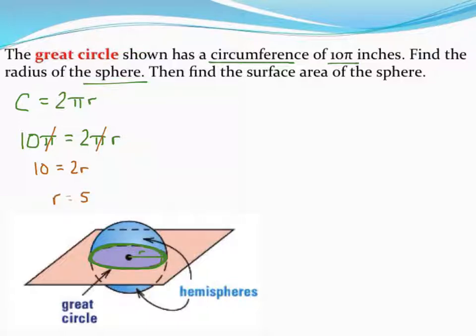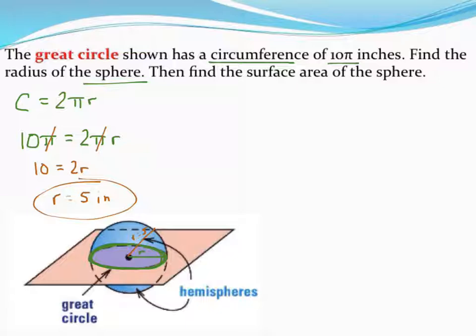I want to include good units, and since circumference was measured in inches, the radius is also measured in inches. So the radius of the circle is 5 inches. Well, that's also the radius of the sphere. They share the same radius. So I know two things now: I know the radius of the circle is 5, and I know the radius of the sphere is also 5.